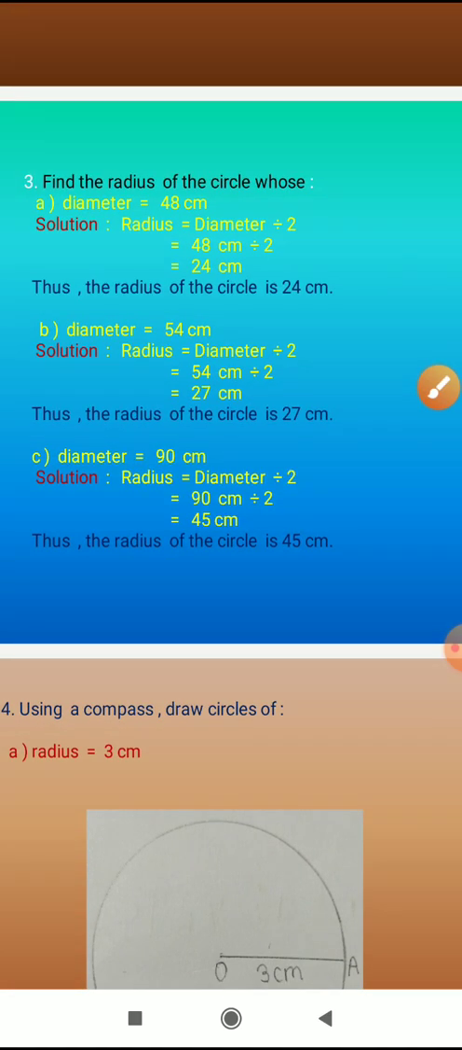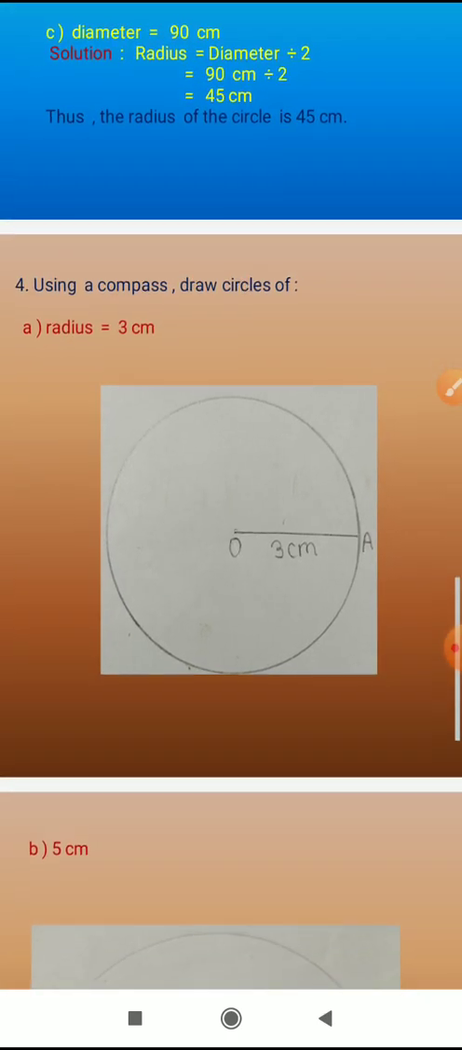In this way, in this question, we find the radius whose diameter is given, by using formula, radius is equal to diameter divided by 2. So, by putting value of diameter and dividing by 2, we get its radius. Okay. Now, see next question.